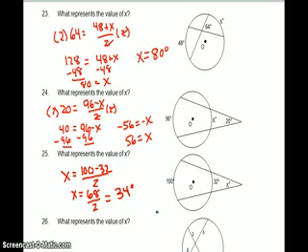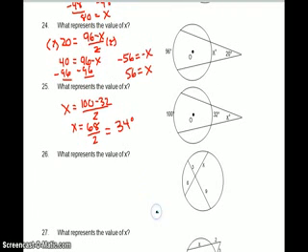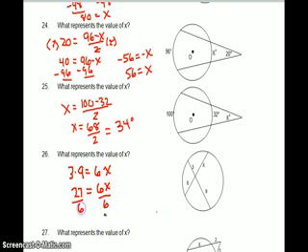Okay, 26. What represents the value of x here? Again, chords meet in the middle, multiply the pieces. 3 times 9 equals 6 times x. So 6x equals 27. Divide both sides by 6. x equals 4.5.